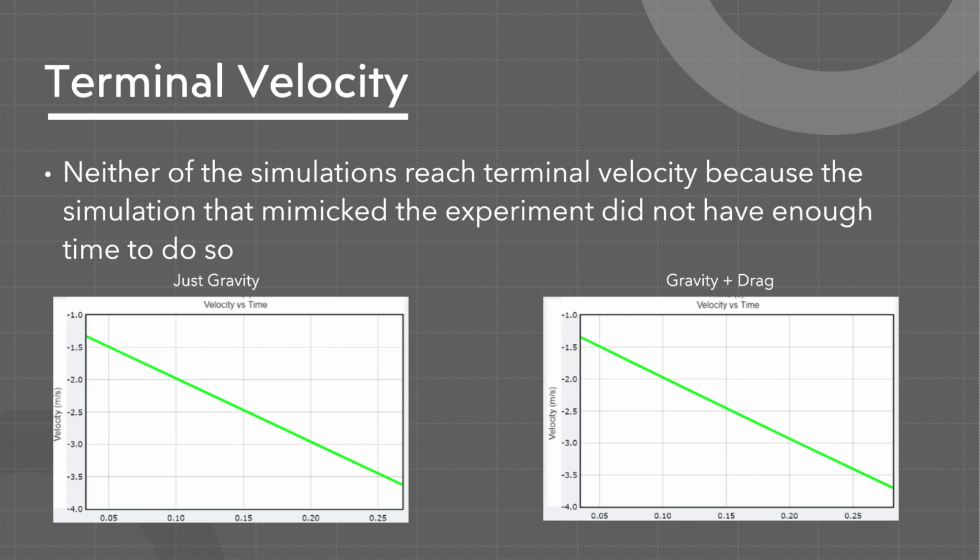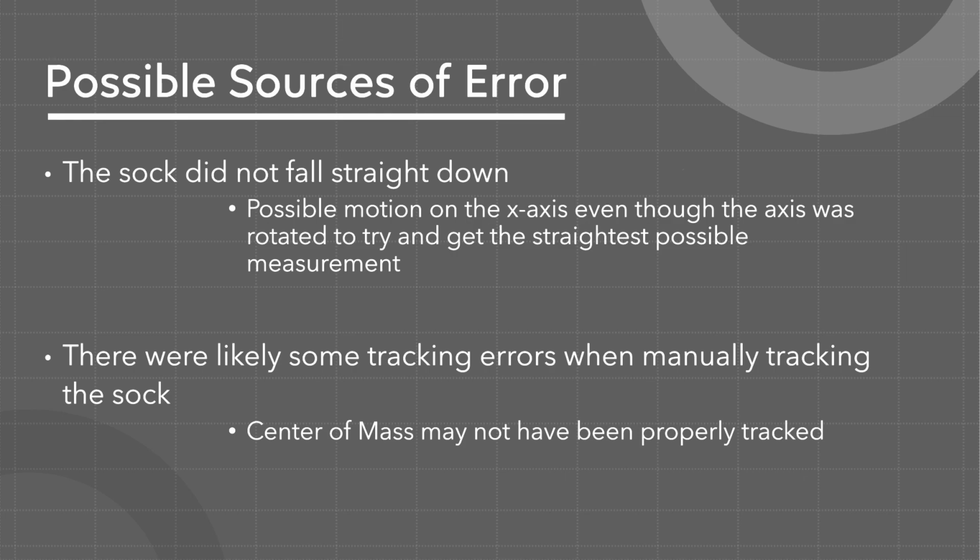Unfortunately, neither simulation reached terminal velocity because the simulations were too short due to mimicking the conditions of the sock experiment. There were some possible places where errors could have been made in this lab. One of them is that the sock did not fall completely straight down, so there was some movement in the x direction even when the axis was rotated to try and mitigate this as much as possible.